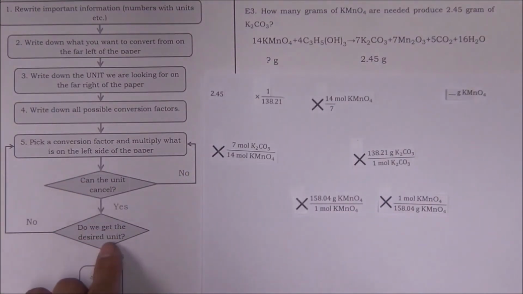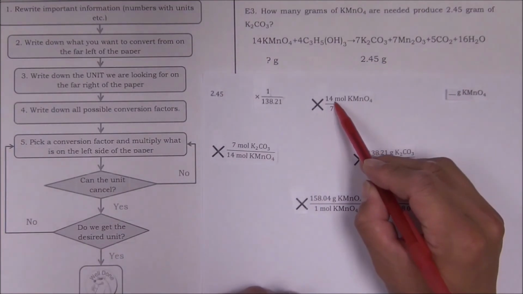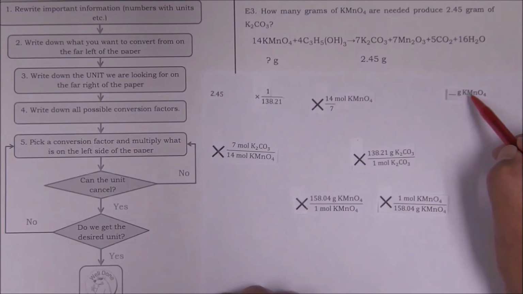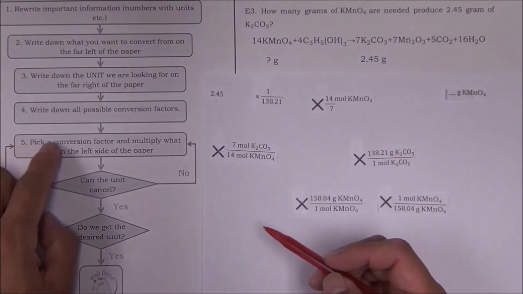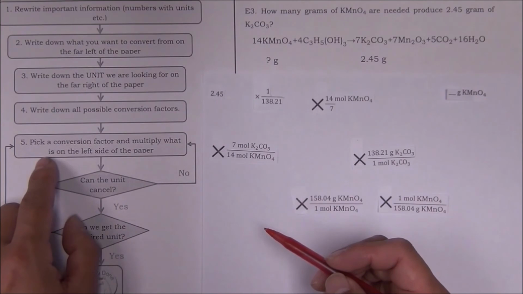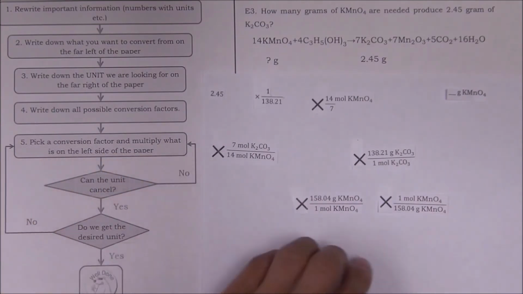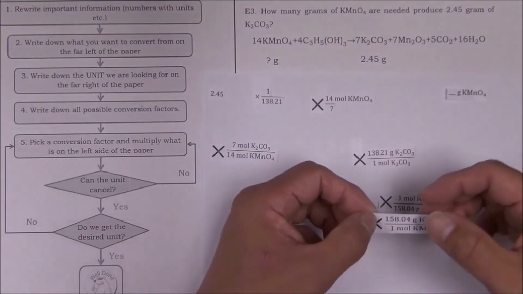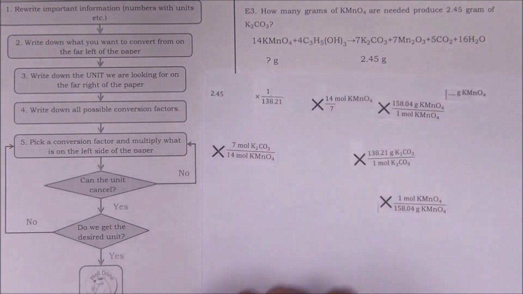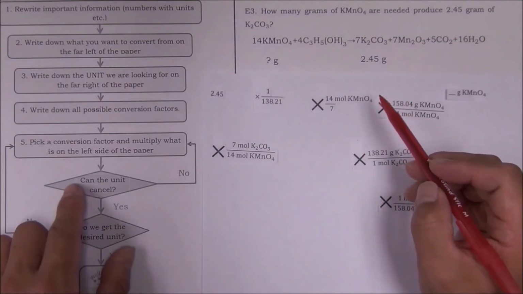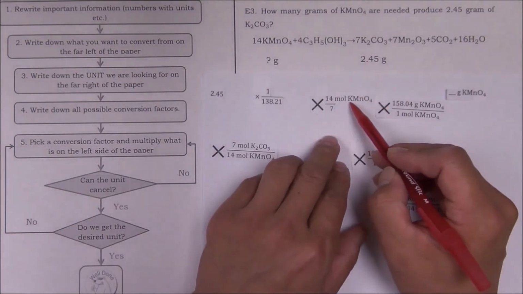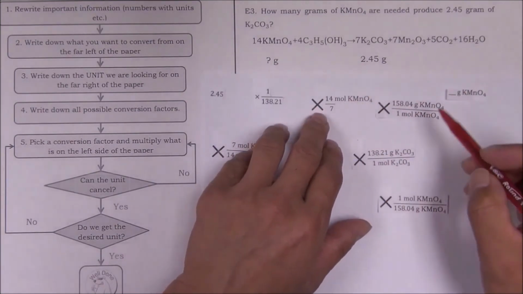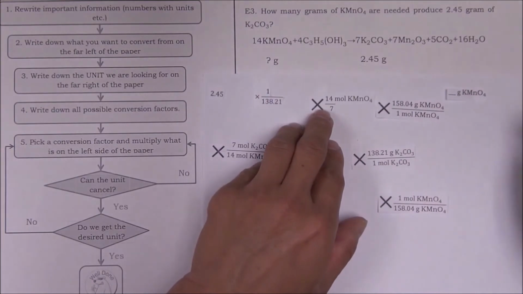Do we get the desired unit? The answer is no, because you get mole potassium permanganate, and we are looking for gram potassium permanganate. So we pick another conversion factor and multiply what is on the left side of the paper. Can the unit cancel? Mole potassium permanganate, mole potassium permanganate. One on the numerator, one on the denominator, so they will be able to cancel.